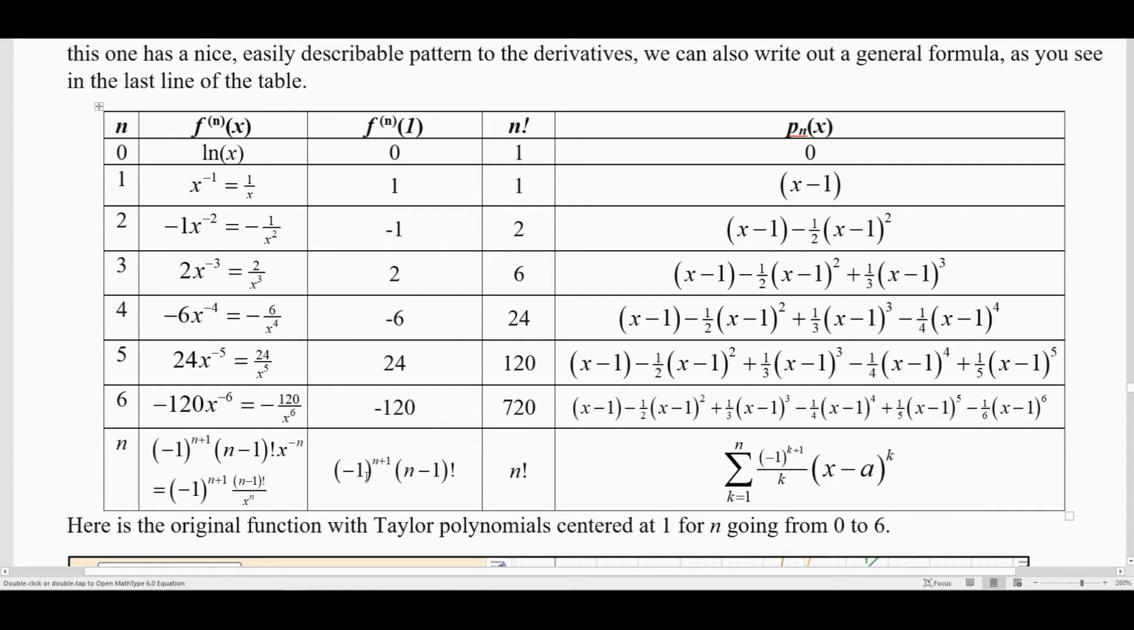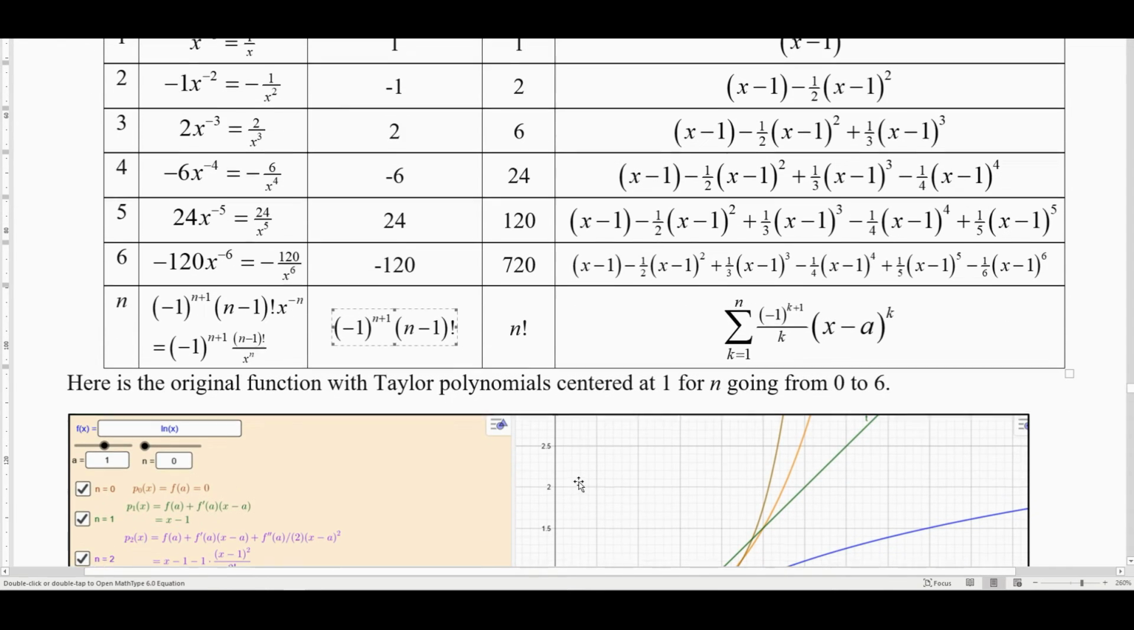It's always negative 1 to the n plus 1 times n minus 1 factorial, and you're dividing that by n factorial. And so what's left is just 1 over n, or if they call the term number k, 1 over k. So we're summing that up.